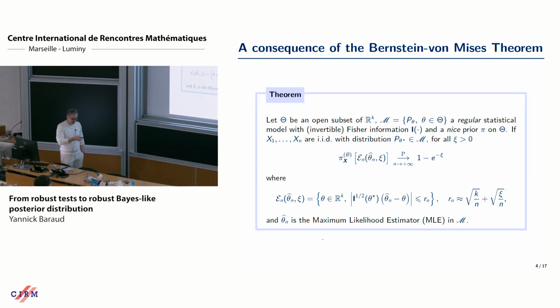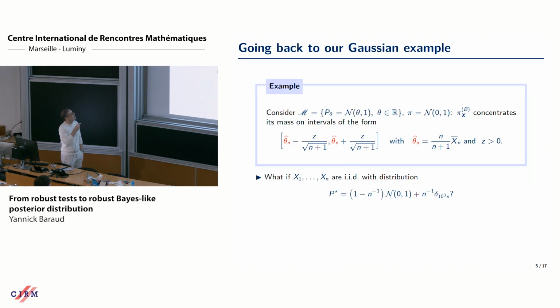Okay, so far so good. So let me go back to the Gaussian setting and take back this example. Of course, everything goes well if the model is well specified, if the model is exact. But what happens if my data are truly i.i.d., but the distribution of this data is a mixture of a Gaussian distribution, and I just contaminate this data set by putting some Dirac mass at a point which is very far away from 0?